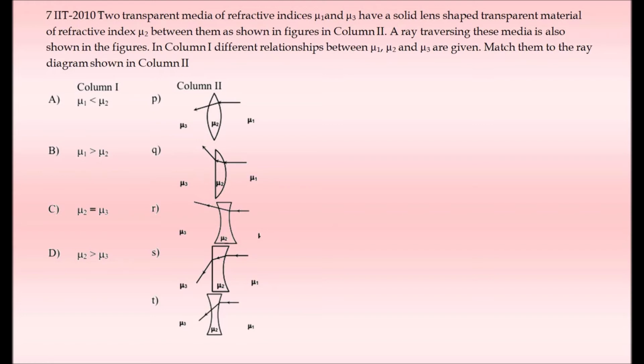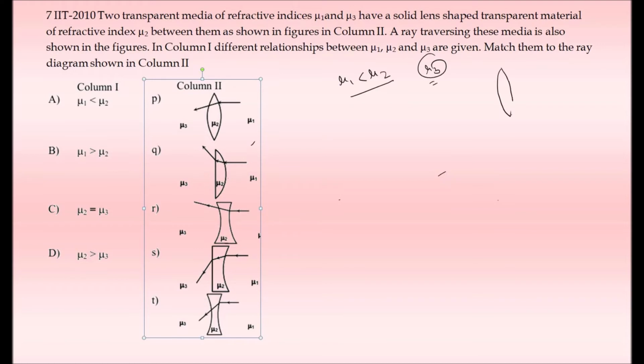This is a very good problem. In this problem we will learn the concept of a ray diagram. So first is when mu1 is less than mu2. Nothing has been said about mu3. So mu1 is the rarer medium and mu2 is the denser medium. So I just redraw it here also. If a light ray moves from a rarer to a denser medium, then it moves towards the normal line. So suppose this is our normal line, and if a light ray moves in this way, then it will definitely move towards the normal line.